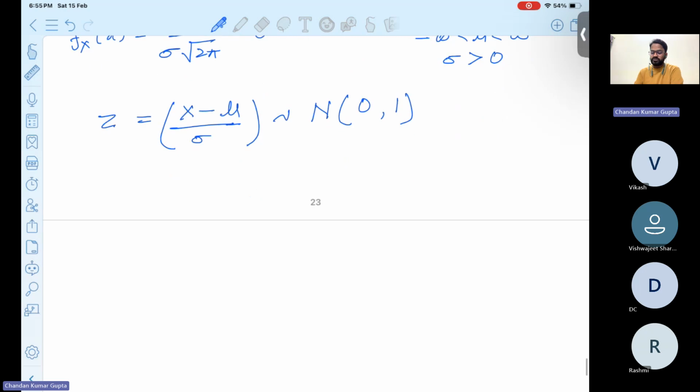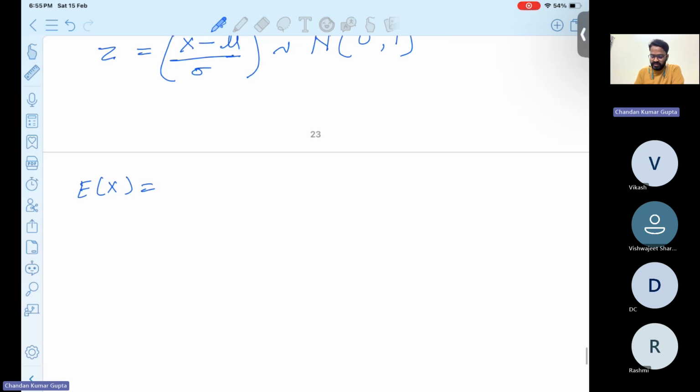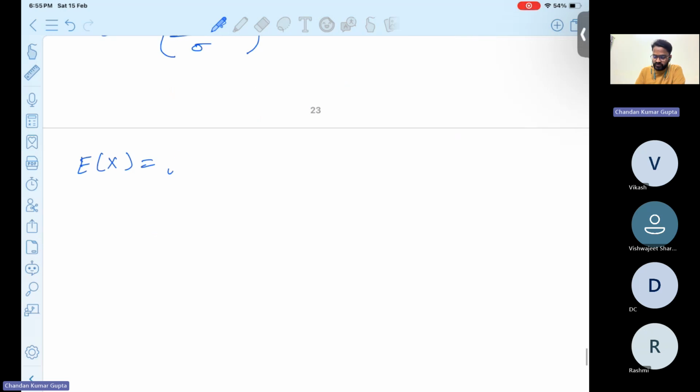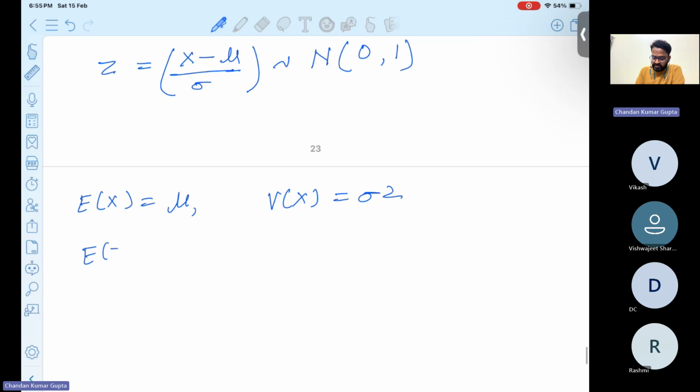Okay. And for the normal as well, right? X is a normal random variable and Z is a standard normal with 0, 1. The expectation of x is mu and the variance of x is sigma square. That's why we use N(mu, sigma square). Okay. And if I am writing the expectation of Z, it comes out to be 0 and the variance of Z is 1.